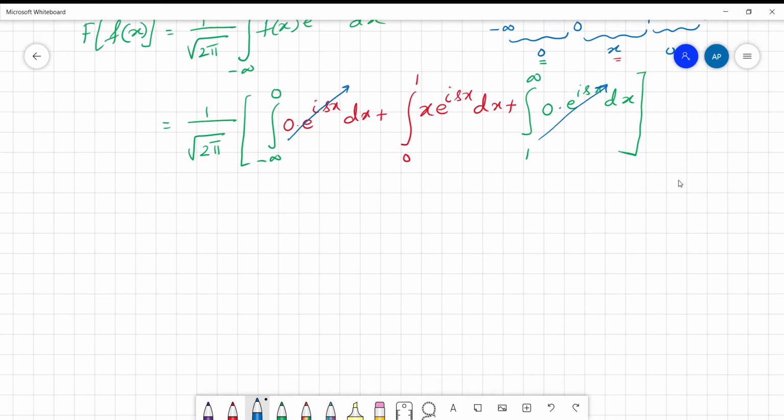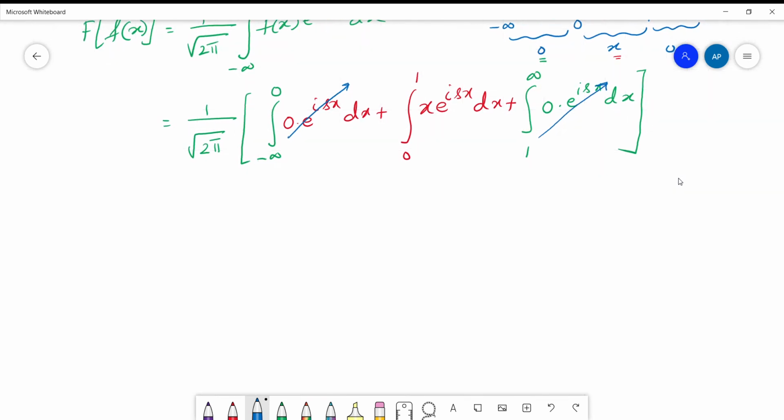Now we have only one integral to evaluate, and that is minus 1 by root 2 pi, integral 0 to 1, x e power isx dx. So you have a product to integrate, unlike in the previous case where you had an exponential term. Those who've seen my earlier videos know that I apply the Bernoulli rule, where I choose u to be x.